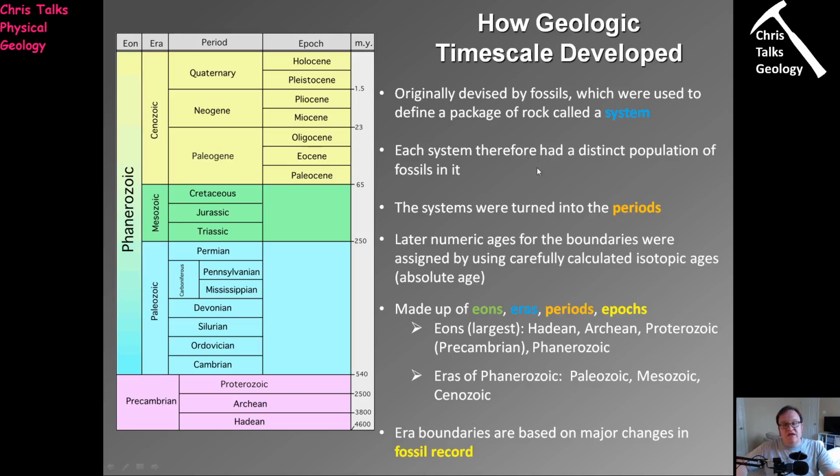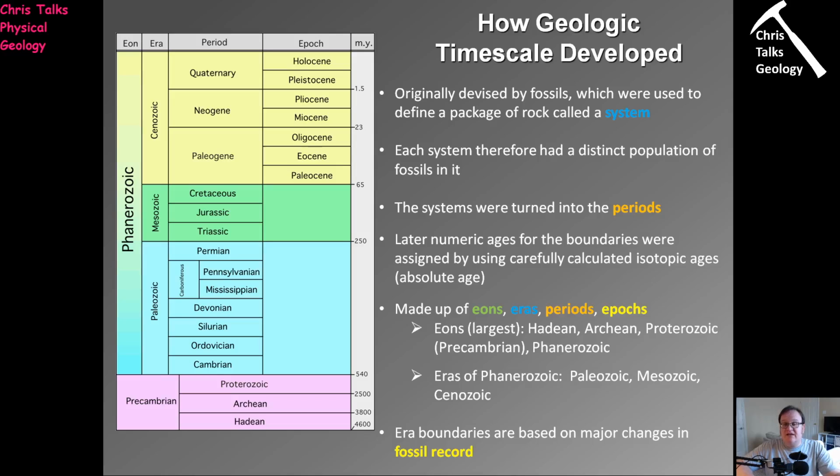So each of these systems has a distinct population of fossils, and the boundaries will be defined by the first or last appearance of certain key fossils or rock units. Now, later on, these systems were turned into what we call the periods. Okay, so as you can see, we have our periods here. They go from the Cambrian all the way up to the Quaternary.